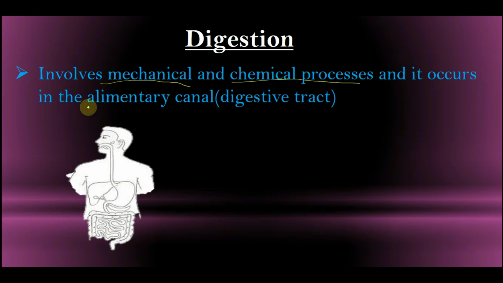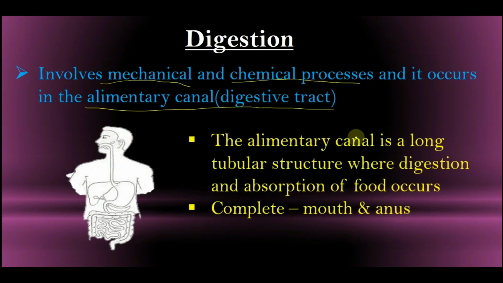So digestion involves mechanical and chemical processes and it occurs in the alimentary canal, also known as the digestive tract. The alimentary canal is simply the long tubular structure where digestion and absorption of food occurs. This long tube from the mouth down to the stomach, down to the small intestine, to the large intestine, and down to the anus is what is called the alimentary canal.